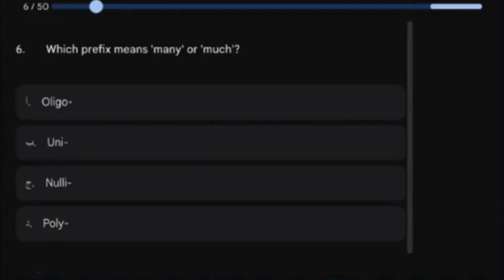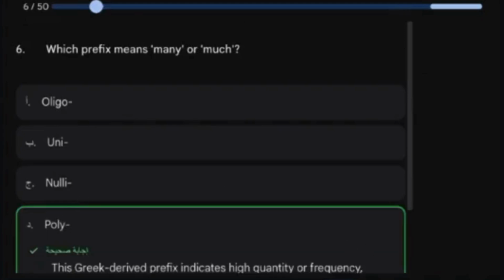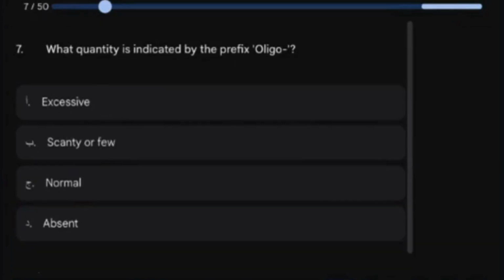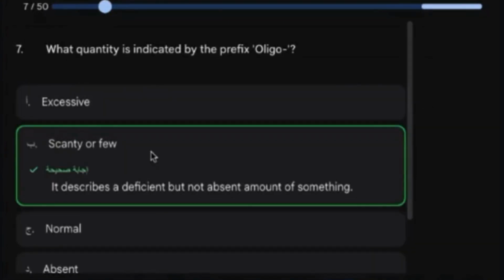Which prefix means many or much? Yes, poly. Like polyuria, increase or a large amount of urine. Which quantity is indicated by the prefix oligo? Does it mean excessive, scanty or few, normal, or upset? Yes, scanty, or few, like oliguria, a small amount of urine.